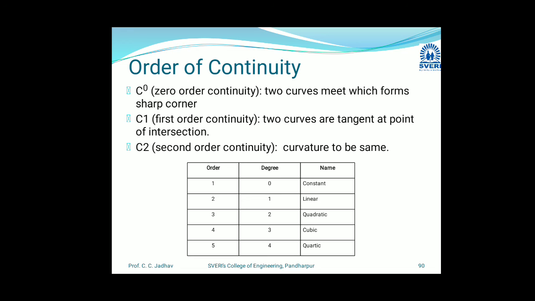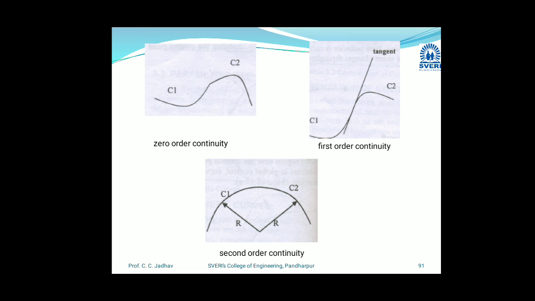The first order, zero degree, forms a constant line. Second order, first degree, forms a linear line. Third order, second degree, forms a quadratic. Then fourth order, third degree, is cubic, and fifth is quartic. So this is the order of continuity for the curve. Now you can see zero order continuity, first order continuity, and second order continuity. By using these different orders we form different types and nature of curves. So this is an example of the order of continuity.